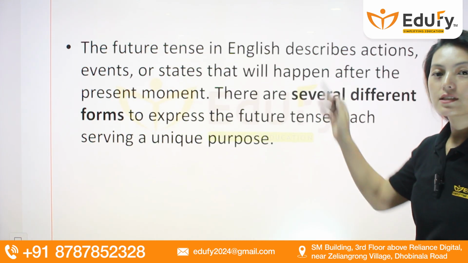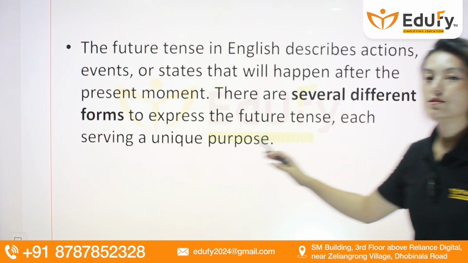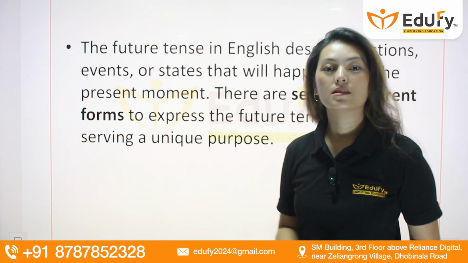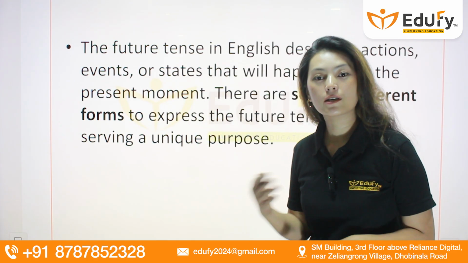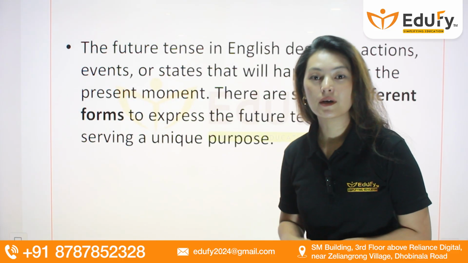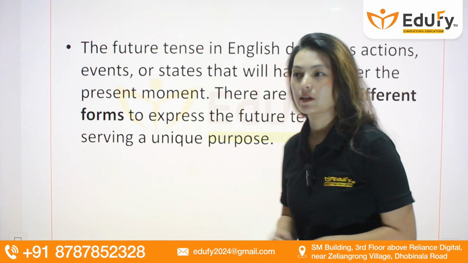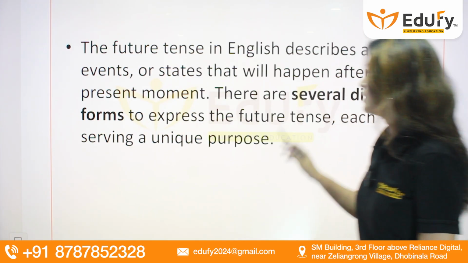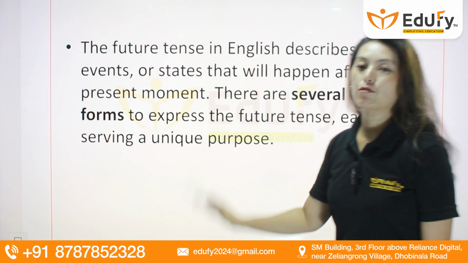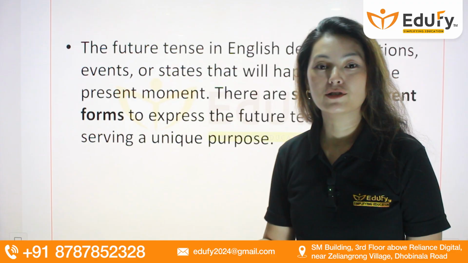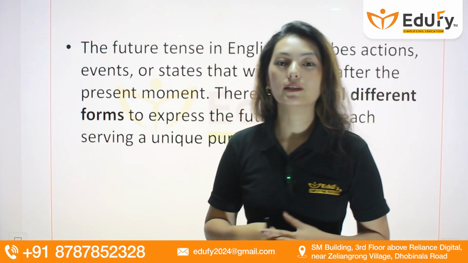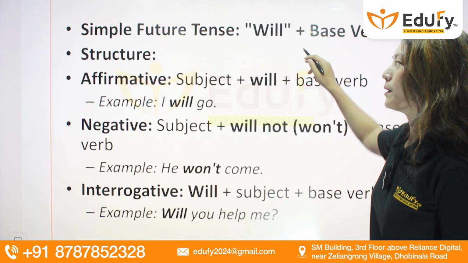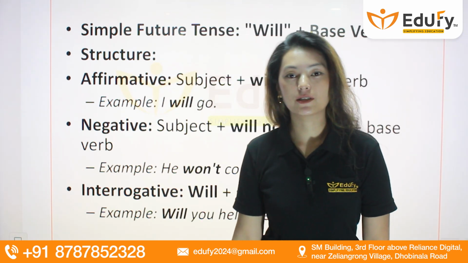So the future tense in English describes actions or events that will happen after the present moment. That means actions that have not occurred in the present time but will happen or could happen in the coming moment. It is understood as future tense. There are several different forms to express that very future tense, and we will be dealing with that very topic in this video. So the first one is simple future tense.